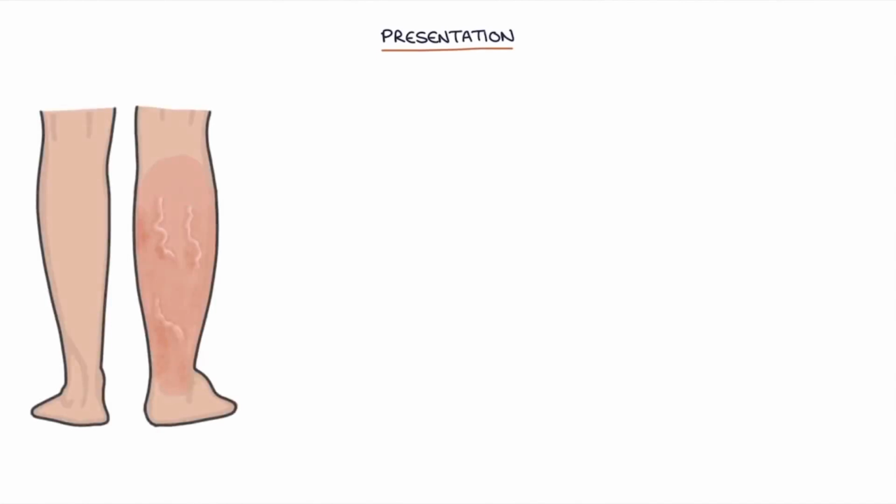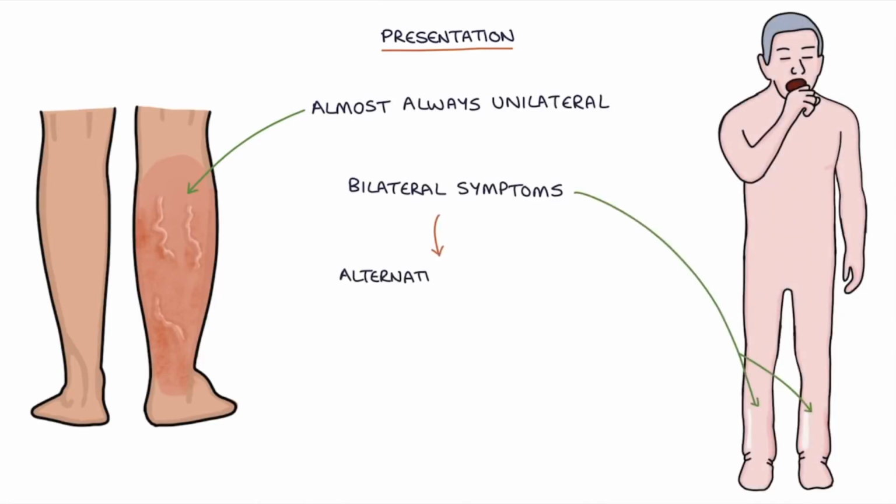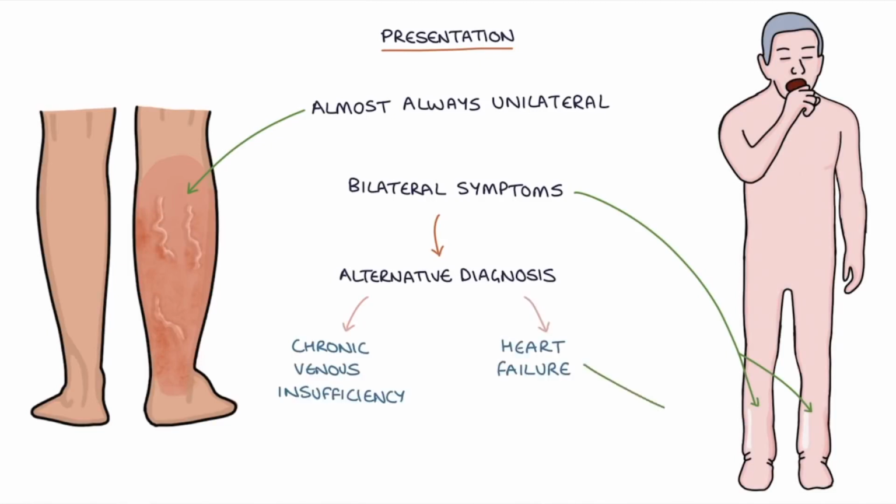Let's talk about the presentation of a deep vein thrombosis. DVTs are almost always unilateral. Bilateral DVTs are rare, and bilateral symptoms are more likely to be due to an alternative diagnosis, such as chronic venous insufficiency or heart failure.